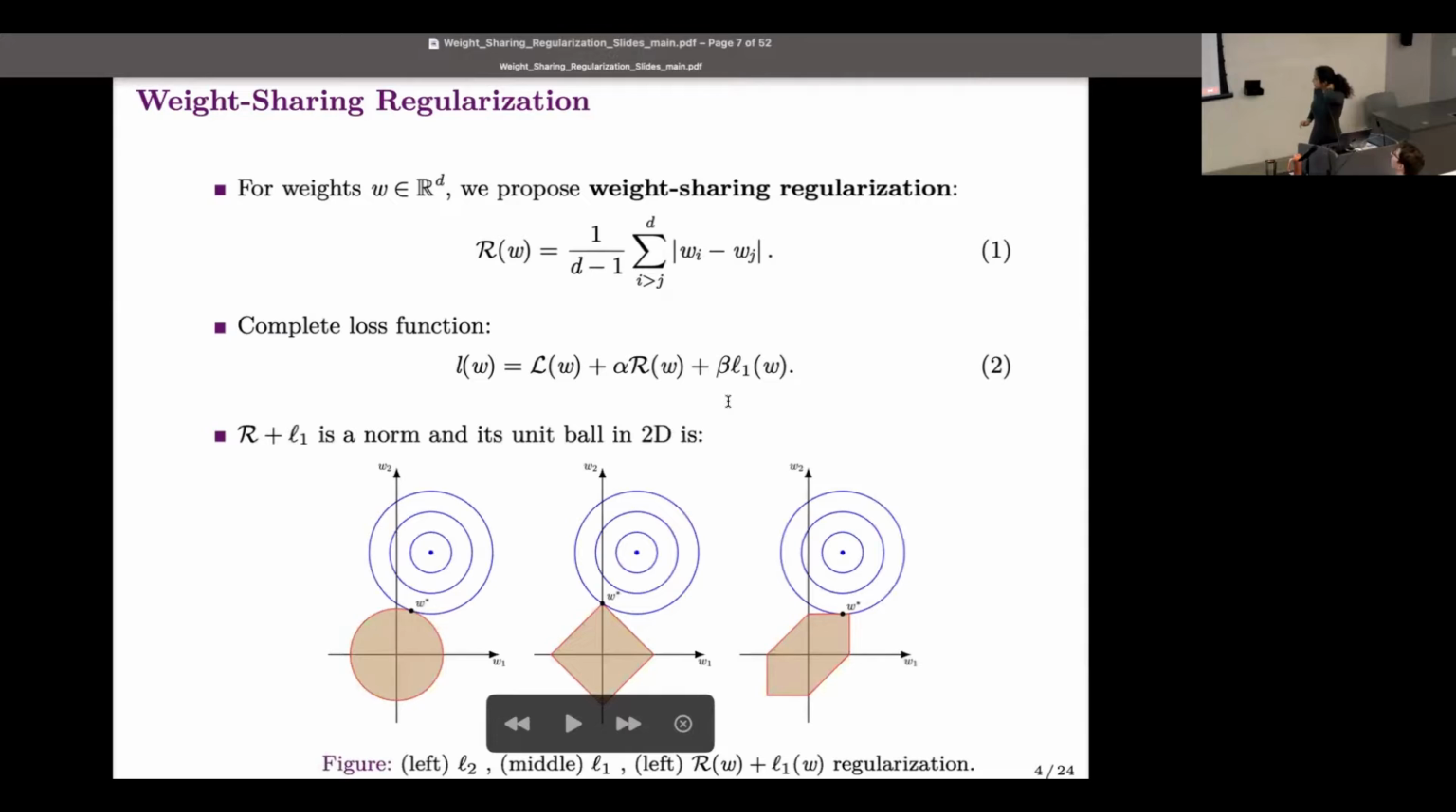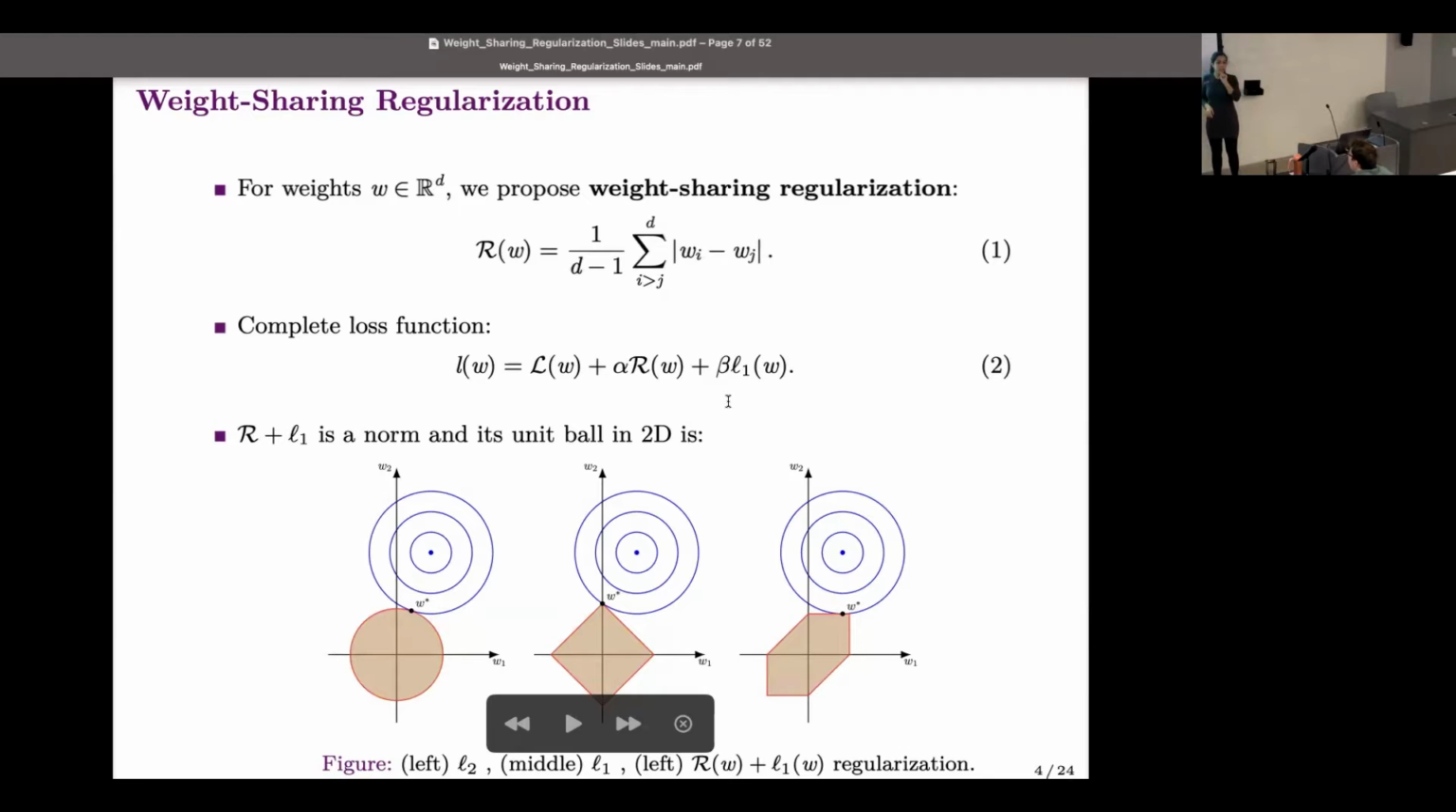Also, we know that L2 is a ball and L1 is a ball too, so it's a norm. So it has a unit ball. And R plus L1 is a unit ball too. R alone is not a norm, so it does not have a unit ball. And it's interesting to see that R is actually a pseudonorm. It's not a norm, it's a pseudonorm.